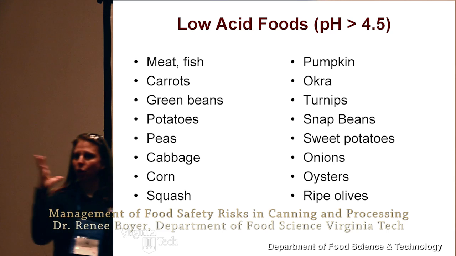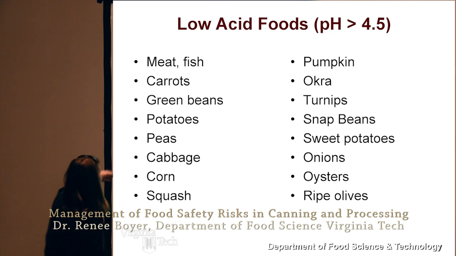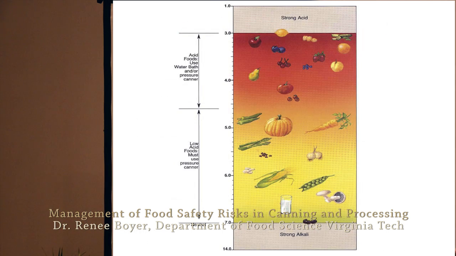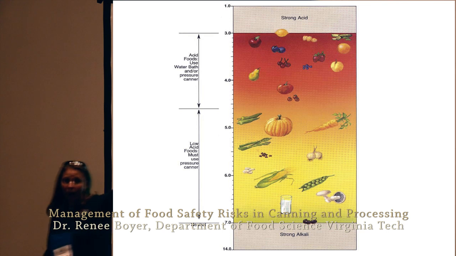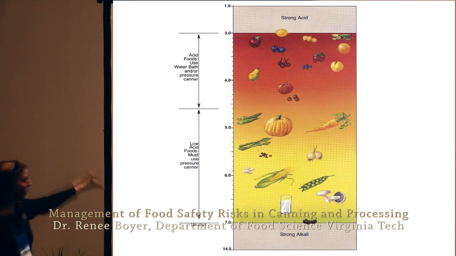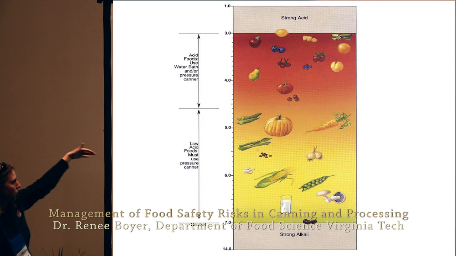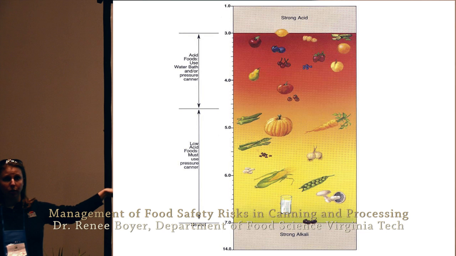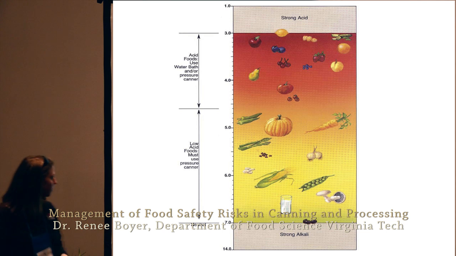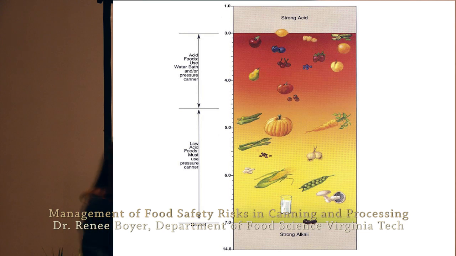And this is just kind of a graph that shows you. Here we have the 4.6 cutoff. All foods above that are considered acidic foods and can be processed with a water bath canner. And all foods below that, like meats, milk, vegetables, are considered low acid foods and should be processed using a pressure canner. And again, that's just because you're trying to get rid of that spore.